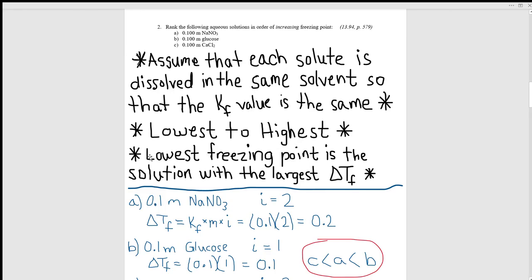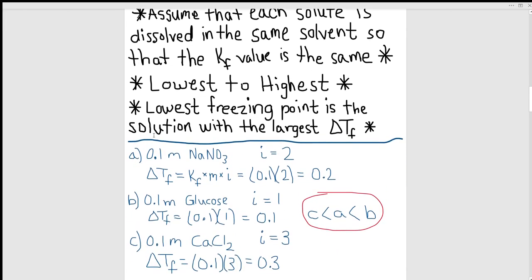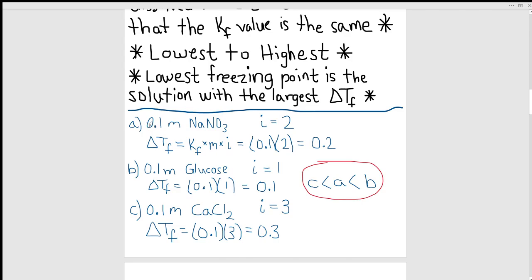Again, increasing freezing point means lowest to highest. And as I've mentioned before, the lowest freezing point is going to be the solution that has the largest ΔT_f value. So when we go ahead and calculate that, we look at part A. In part A, we have a solution of sodium nitrate with a molality of 0.1. When we plug that into our ΔT_f equation, K_f is the same in each case, so we can ignore that variable.